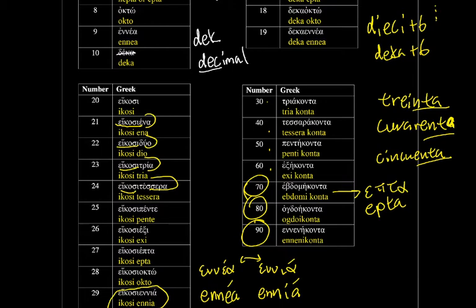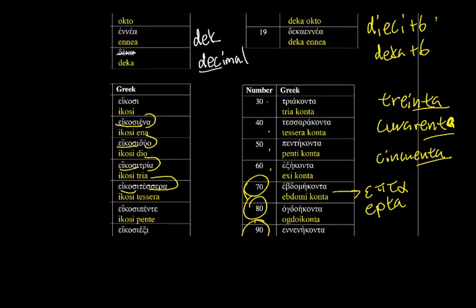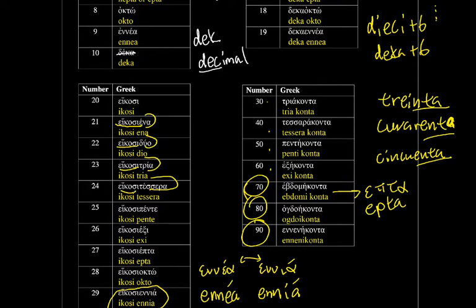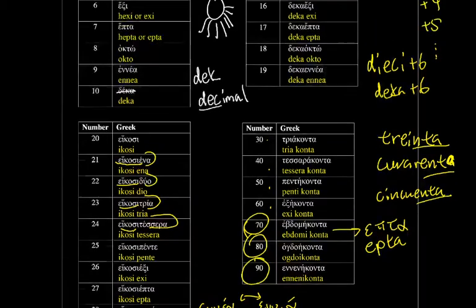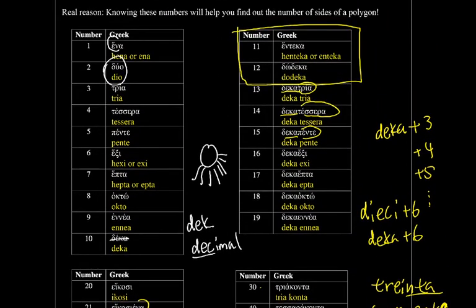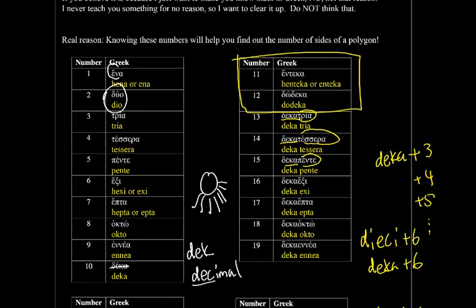So I'm going to review all of these again. Let's just repeat after me. And then I'll do an example in the you do section for you guys, just so that there's a bit more clarity there. The basis that you need to know is 1 through 10. So repeat after me: ena, dio, tria, tessera, pente, exi, epta, octo, enea, deca.